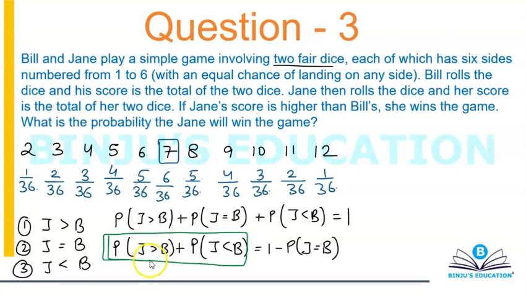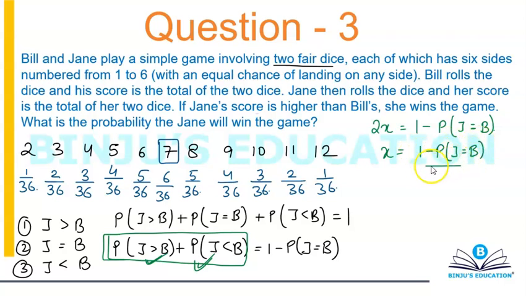So if these two are equal, I can simply say that 2x should be equal to 1 minus probability when they both score an equal score, and x, whether Jane wins from Bill or whether Jane loses to Bill, will be 1 minus probability when Jane scored equal to Bill, divided by 2. This should be my answer.